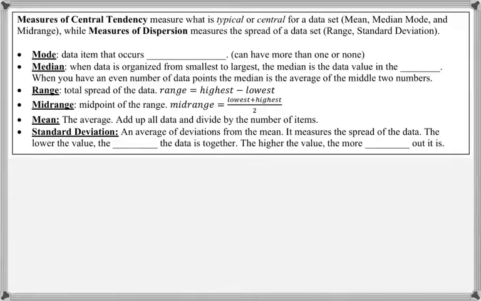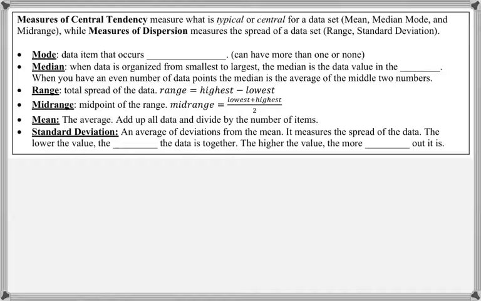This section is on measures of central tendency and dispersion. So measures of central tendency measure what is typical or central for a data set. And this includes the mean, median, mode, and mid-range. While measures of dispersion measure the spread of the data. So this would be the range and the standard deviation.